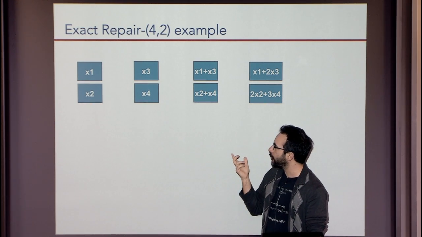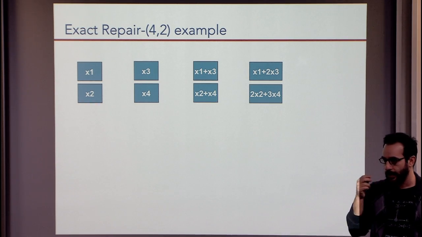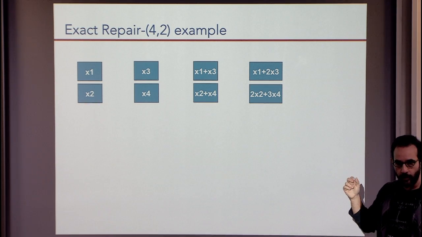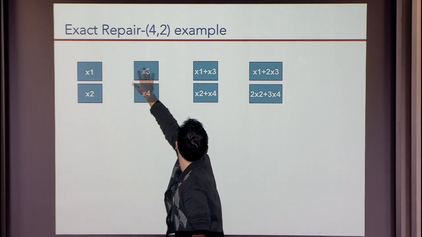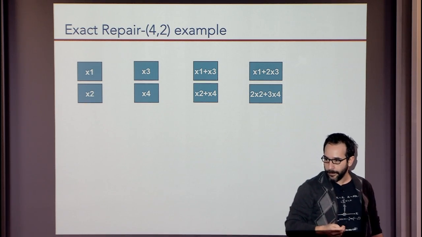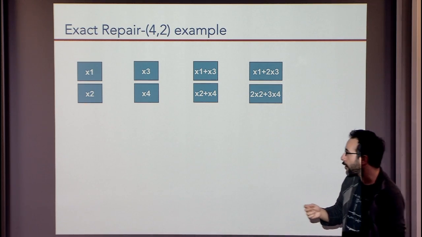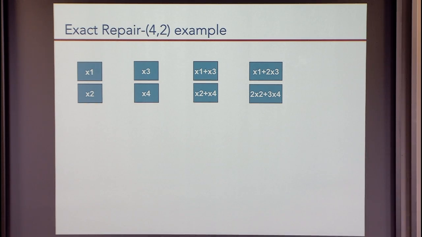Now, is it true that this is an MDS code, a (4,2) MDS code? Well, I have to show you that if you lose any 2 nodes, for example, maybe you lose this node and you lose this node, you can still reconstruct all the data, and it's true here because you are going to get 4 linear equations in 4 unknowns, okay? So that's fine. So this is a (4,2) MDS code that has been subpacketized. The subpacketization level here is 2.